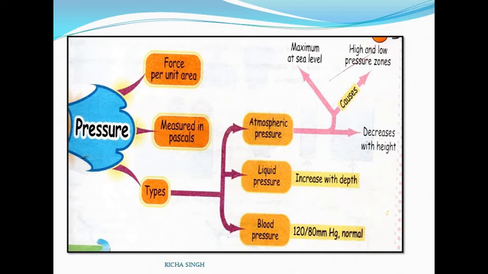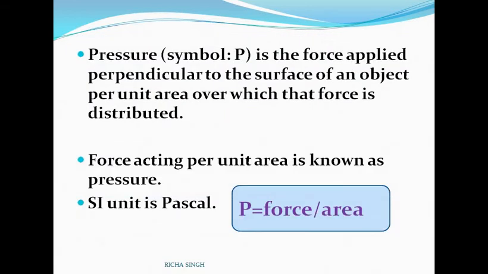So one more thing, the pressure is maximum at sea level, okay, and it decreases with height. As the height increases, the atmospheric pressure decreases. So let's study first what pressure is. Pressure is the force that is applied to the surface of an object per unit area, okay, and force acting per unit area, I told you earlier, is known as pressure. The SI unit of pressure is Pascal.